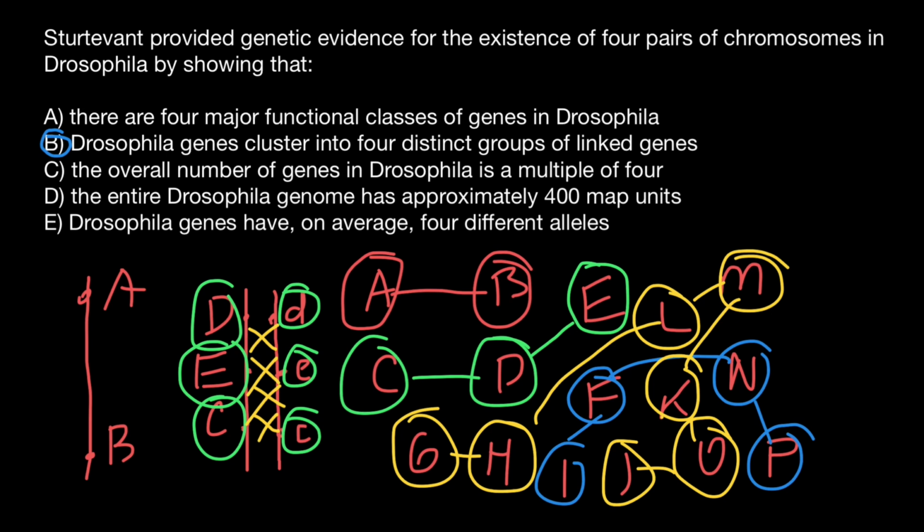Now, as you see, the only correct answer is that Drosophila genes cluster into 4 distinct groups of linked genes, what we have found here. And this is all for today.